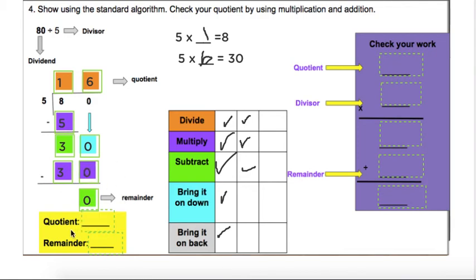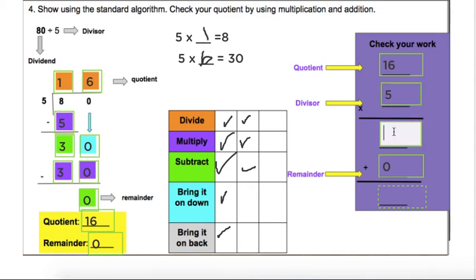What's my quotient? Good, 16. What's my remainder? Good, 0. Let's check our work. You just told me my quotient is 16. You also told me my remainder is 0, so I can fill that in as well. 16 times, what's my divisor? Good, 5. 16 times 5.